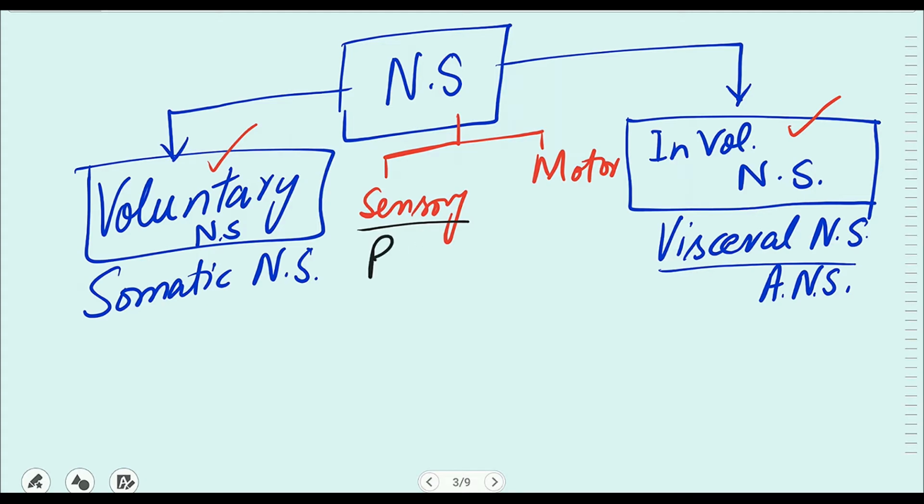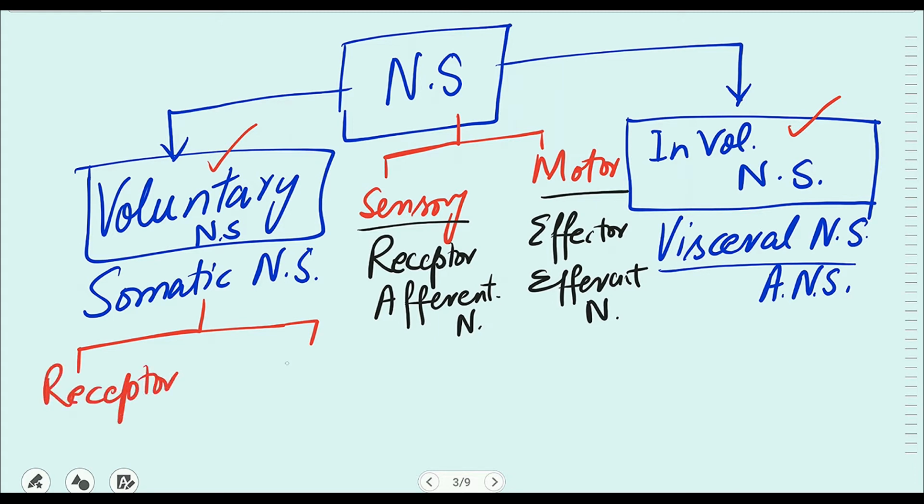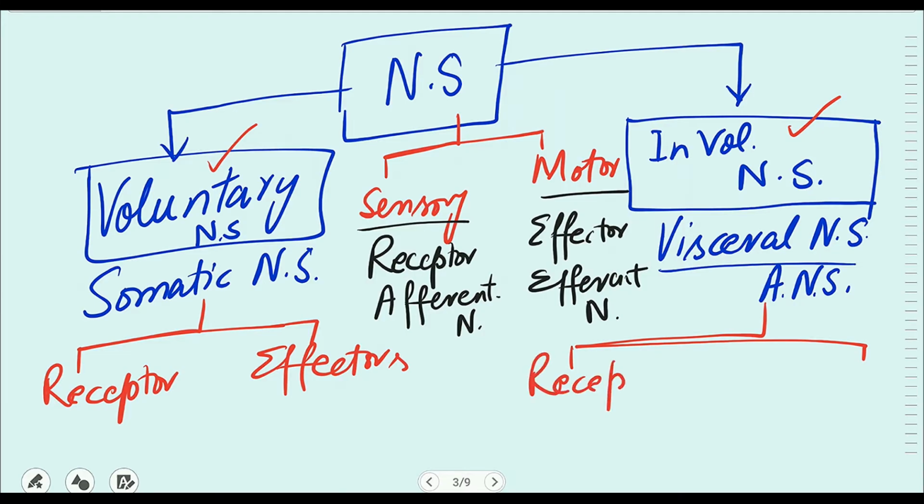The sensory component starts at a receptor and the information is delivered via the afferent neurons. So this component has receptors and afferent neurons. And in the motor component, the information will be delivered to the effectors. It will have effectors and the information will be delivered by the efferent neurons. So now you can understand that the somatic nervous system will have receptors and will have effectors. Likewise, the visceral nervous system will have its own receptors and effectors.